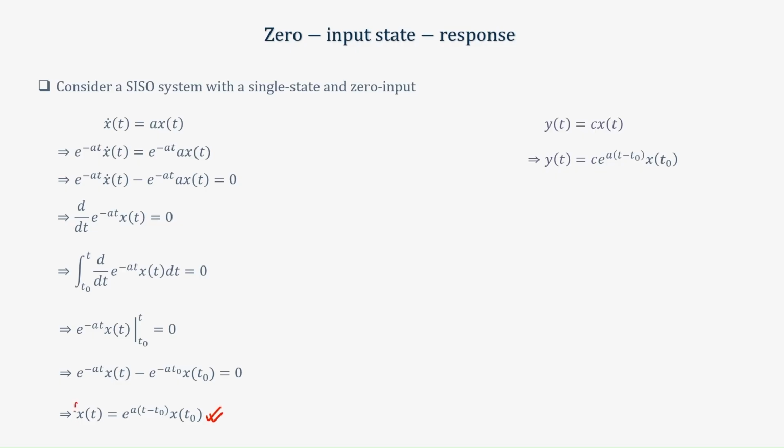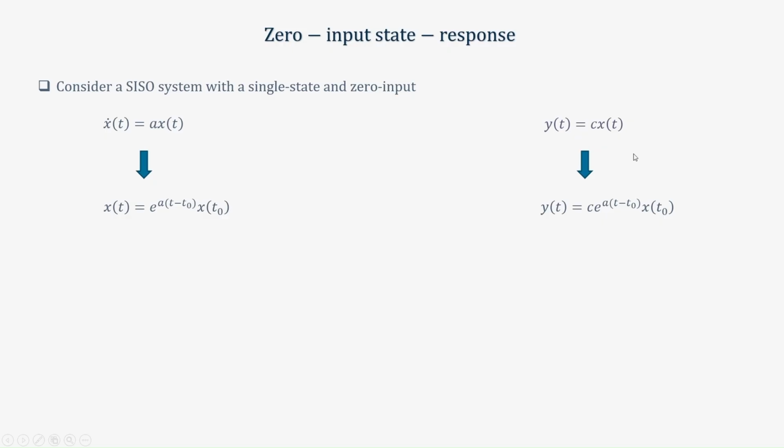I think most of you should recollect the solution of a simple differential equation of this form. Many of you must already recollect this, and once you know x of t, y of t is just c times x, so you can directly write down what your output is. Now, for a system with a single state and 0 input, it is a simple expression and it is very easy to solve.